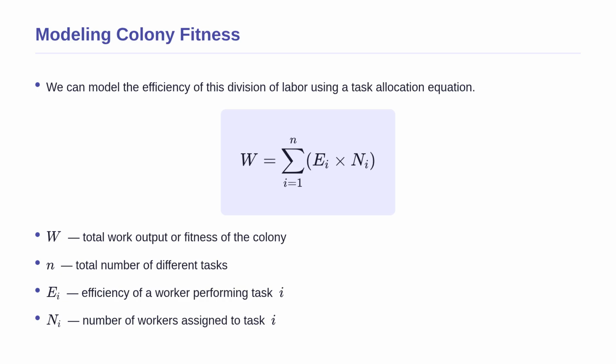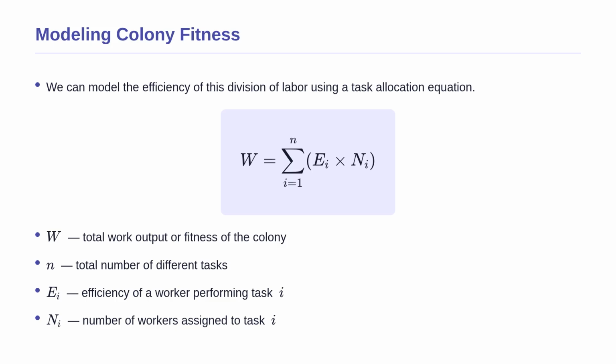This highly organized timeline leads us to ask, how much more efficient is this system? In behavioral ecology, we quantify this using a task allocation equation. This formula calculates the total success, or fitness, of the hive. W represents the total work output of the colony. The symbol N is the total number of different tasks, like nursing and foraging.